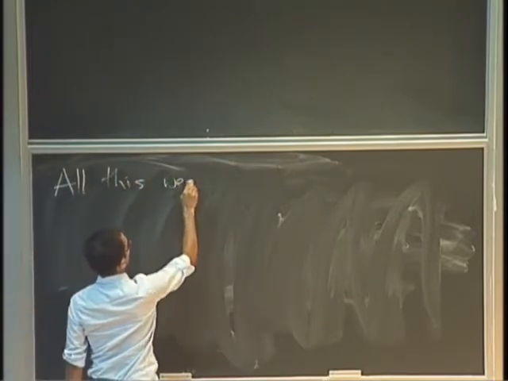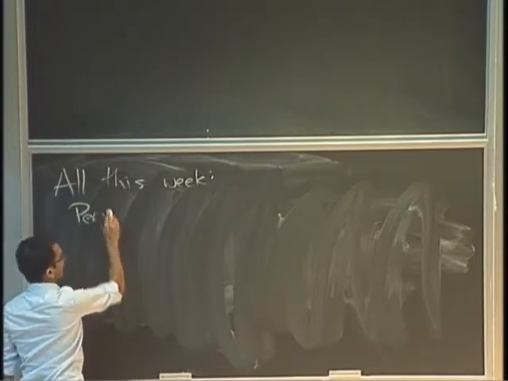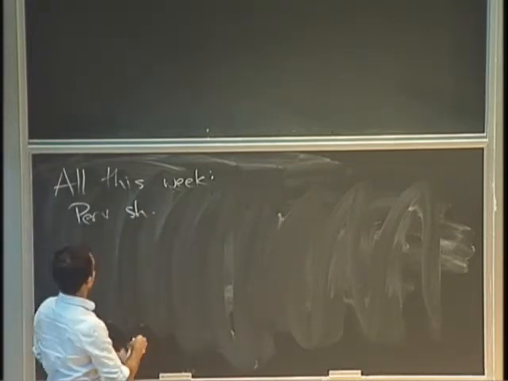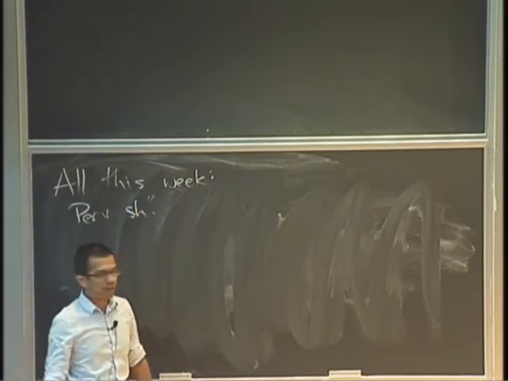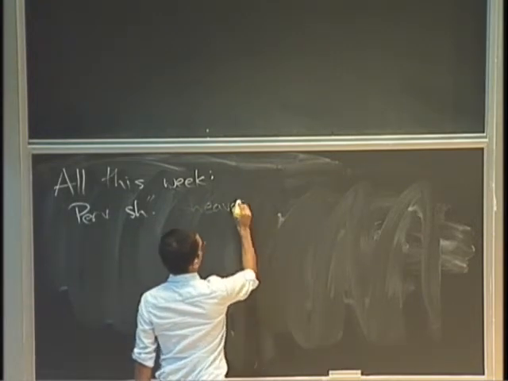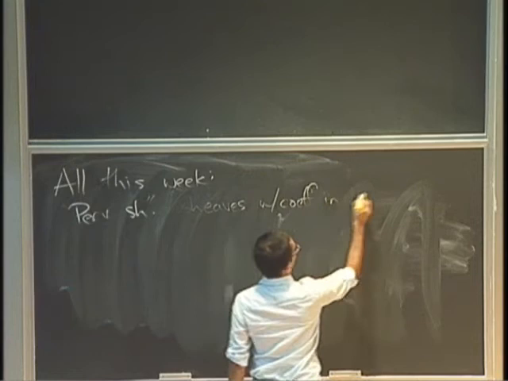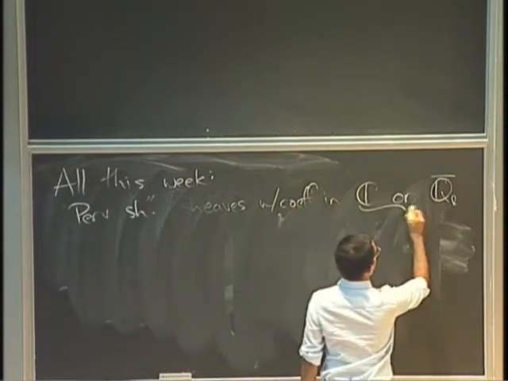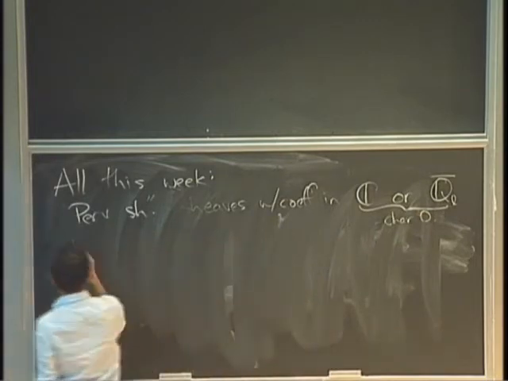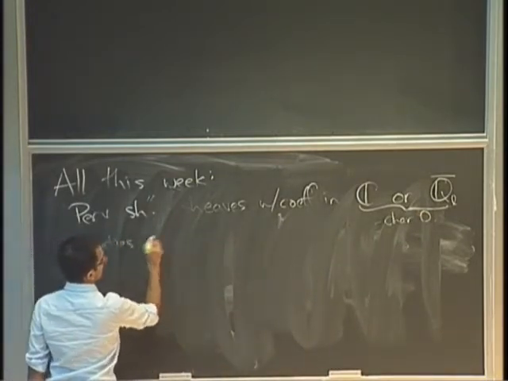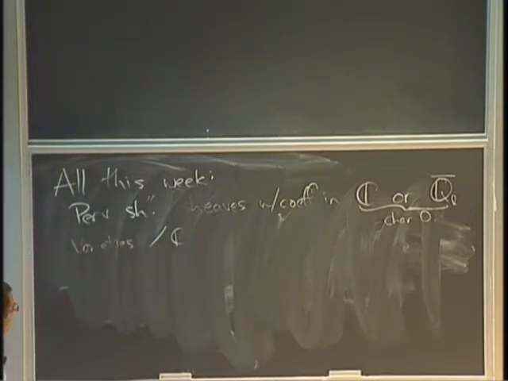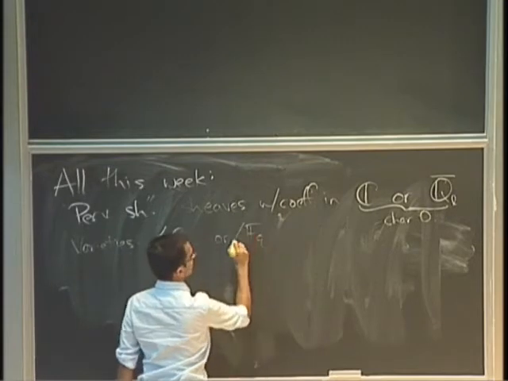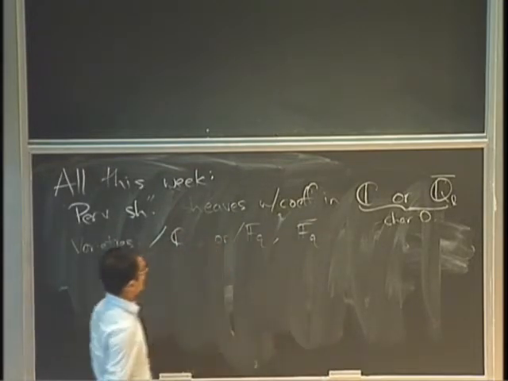So all this week, we've been seeing, of course, my talks have had perverse sheaves all over the place, and we've seen them in lots of other talks as well. And it's always meant some complex of sheaves with coefficients in either the complex numbers or QL bar, but in any case, in characteristic zero. And the varieties that we've been looking at, mostly in my talks, they've been over C, in a lot of other talks as well, but sometimes they're over a finite field or the algebraic closure of a finite field.